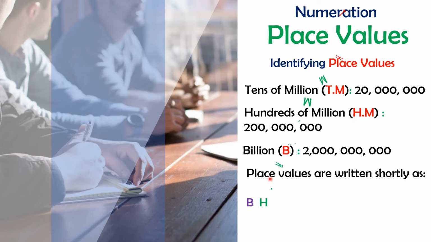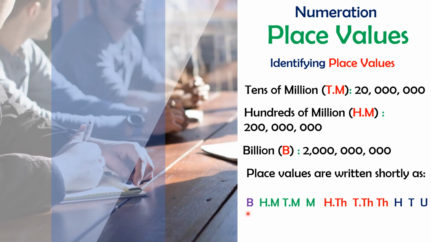Place values are written shortly using their symbols: units, tens, hundred, thousand, tens of thousand, hundreds of thousand, million, tens of million, hundreds of million, billion. We also have tens of billion, hundreds of billion.